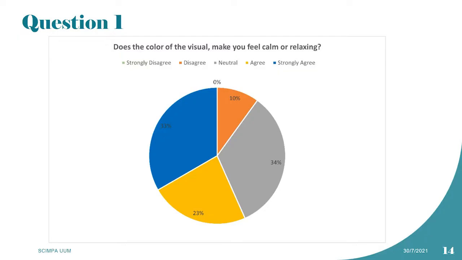So this is the result for this survey. The first question we asked the respondents is, does the color of the visual make you feel calm and relaxed? 33% strongly agree that the color of the visual makes them feel calm and relaxed, and only 10% of the respondents do not agree that the color of the visual makes them feel calm or relaxed.